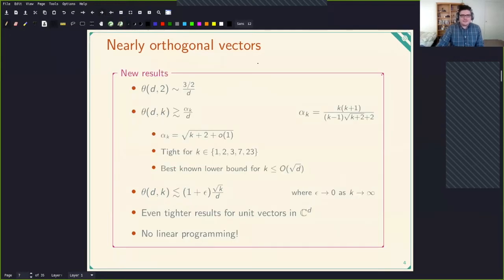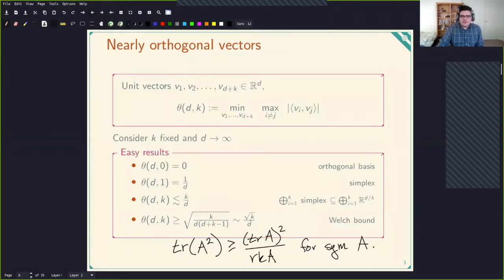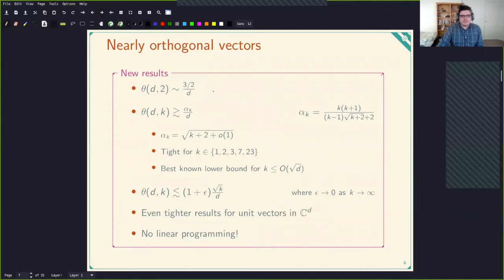So what are some new results? Well, we knew theta d1 was 1 over d, and we can actually compute theta d2 exactly as 3/2 over d. I'm just writing squigglies. We actually know the lower order terms as well, but we'll just write squigglies and do asymptotics throughout because it's easier. And compare that to the Welch bound, which is giving you a lower bound of about square root of 2 divided by d.